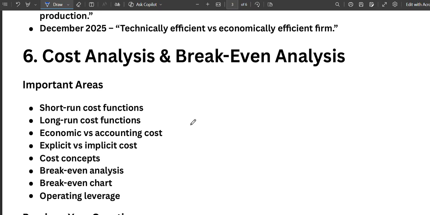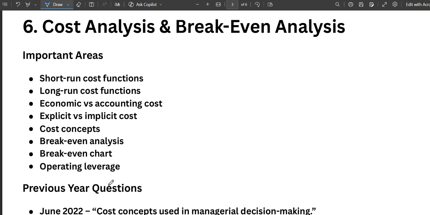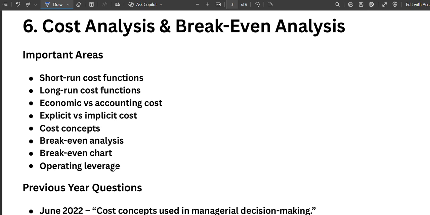So the next one is cost analysis and break-even analysis. Here the break-even chart is extremely important for diagrams. We have to learn what a break-even chart is, how we can draw it, and what important points have to be mentioned in it.